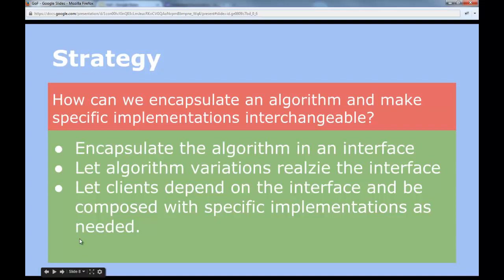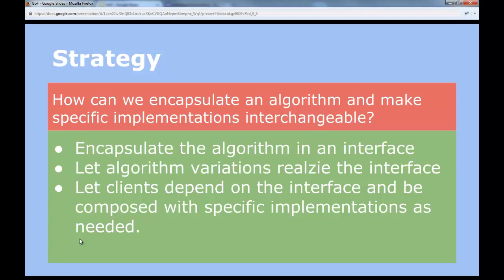And here we have a new pattern called strategy. The problem a strategy solves is how can we encapsulate an algorithm and make specific implementations interchangeable. And this is kind of like what we would like to do in the dealer. We have different algorithms for starting the game, for who should win the game, and when the dealer should take a card or not. And we would like to change these independently of each other.